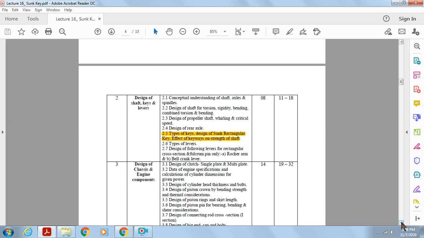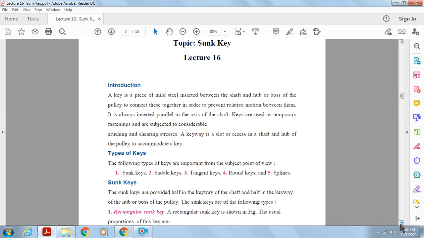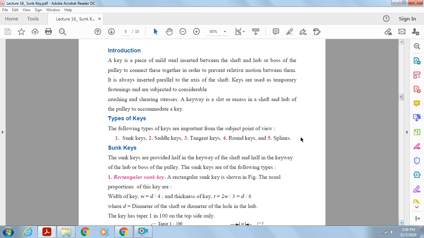Now today I shall discuss the module number 2, the sub module number 2.5, types of key, design of sunk rectangular key, effect of keyways on strength of shaft. So today's lecture number 16 will basically discuss on the sunk key. So let's begin with the introduction of the key. What is the key? What is the function of key and how a key can be designed based on certain guidelines?